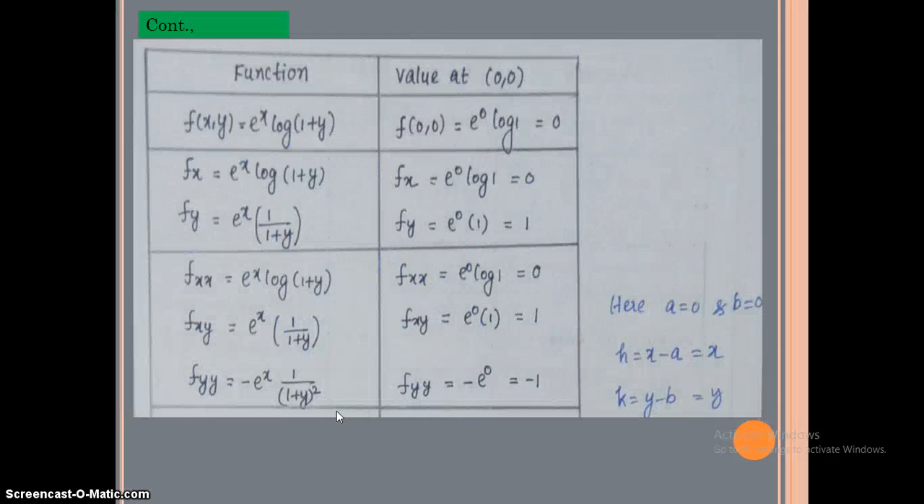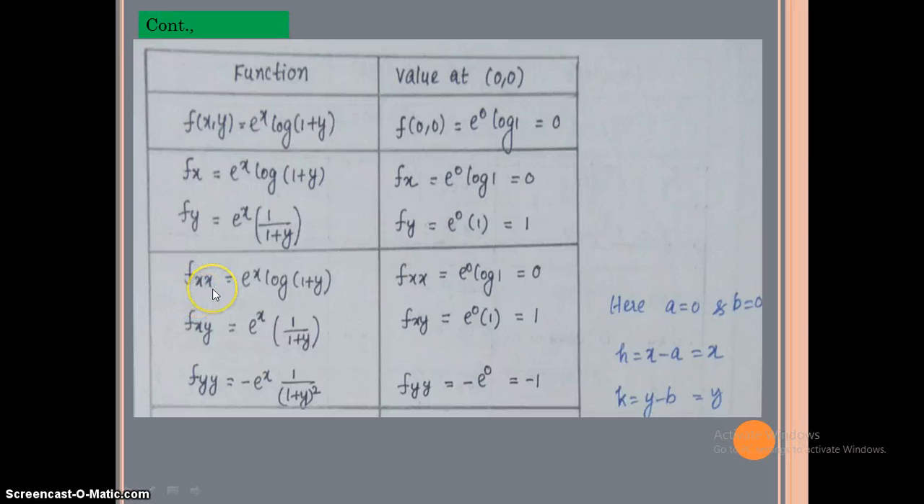So first find 1 by 1. So what is the given function? F of x comma y equal to e power x log of 1 plus y. That is the given function. So first we find 1 by 1 here. First with respect to x. So what is fx? Differentiation of e power x is e power x. We write log 1 plus y as it is. Next with respect to y, e power x is a constant term. Differentiation of log x is 1 by x, with x in terms of 1 plus y. So therefore we write 1 divided by 1 plus y. Okay, this is the first derivative.